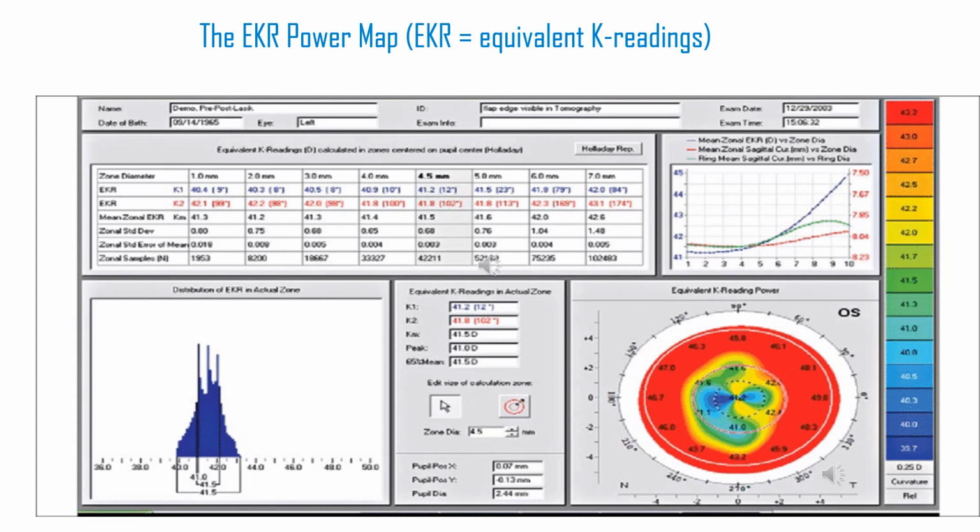And this can now be put into any IOL calculation formula that you have been using, not the post-myopic Lasik formulas, but the IOL formula of your choice that you're using now. So to me, the EKR power map is simplified and it can be used for the post-myopic Lasik patients, but you have to use these values in normal IOL calculation formulas for the reason that I explained.